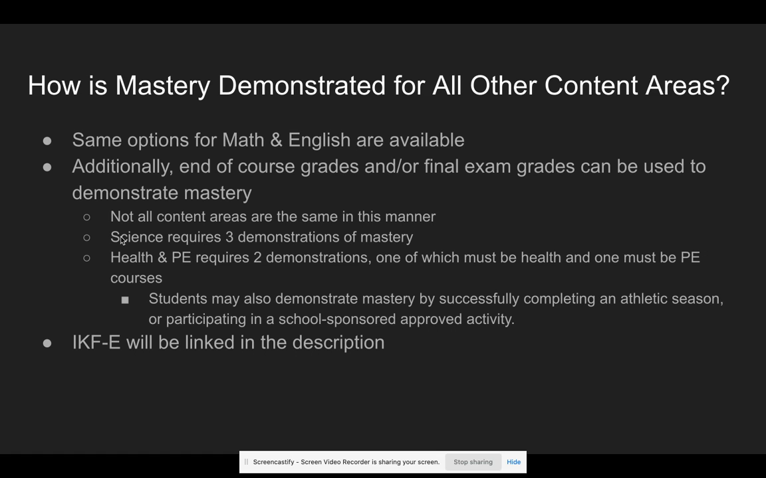For example, science requires 3 demonstrations of mastery, and there is a recommendation that physical and life sciences are both represented in those 3 demonstrations of mastery. Health and PE requires 2 demonstrations of mastery. One must be health-oriented, one must be PE. And students for health and PE can also successfully demonstrate mastery by completing an athletic season or participating in a school-sponsored approved activity.